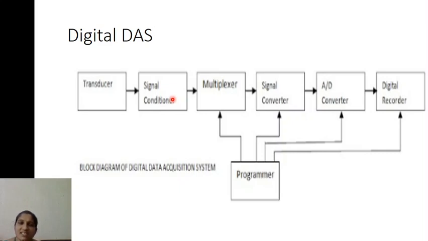After conditioning the data, it is given to the multiplexer. So several inputs are there. These several inputs are given to the multiplexer so that you will be getting only one output. That is given to the signal converter here. It will convert the data into analog data. The obtained analog data is converted into digital data by using the A to D converter, so that the digital data is available now. If you want to record that, you can use the digital recorder here.